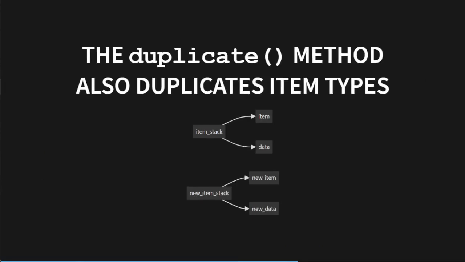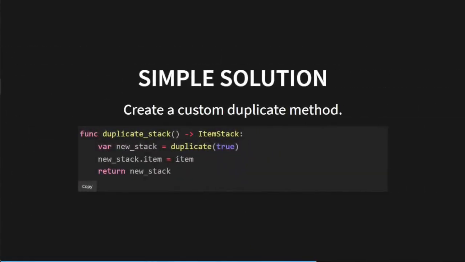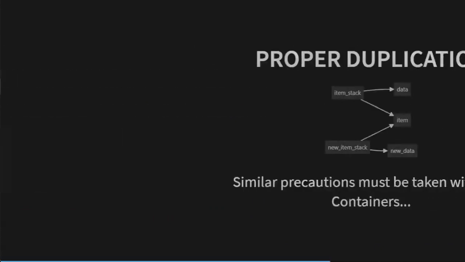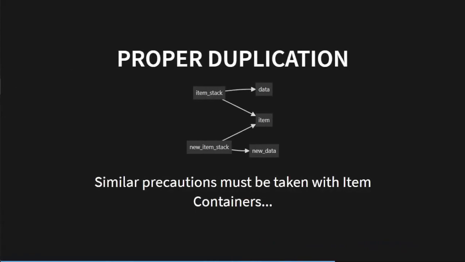Declining to duplicate sub-resources will cause the data dictionaries of the new item stack and the old one to be shared, which causes obvious problems. However, if all sub-resources are duplicated, then the item resource used by the item stack will also be duplicated for the new item stack, alongside opening the door to some rather nasty bugs. This wastes memory. This issue can be avoided by creating a custom duplicate method, which returns a new item stack with a duplicated data dictionary and a reference to the item class.